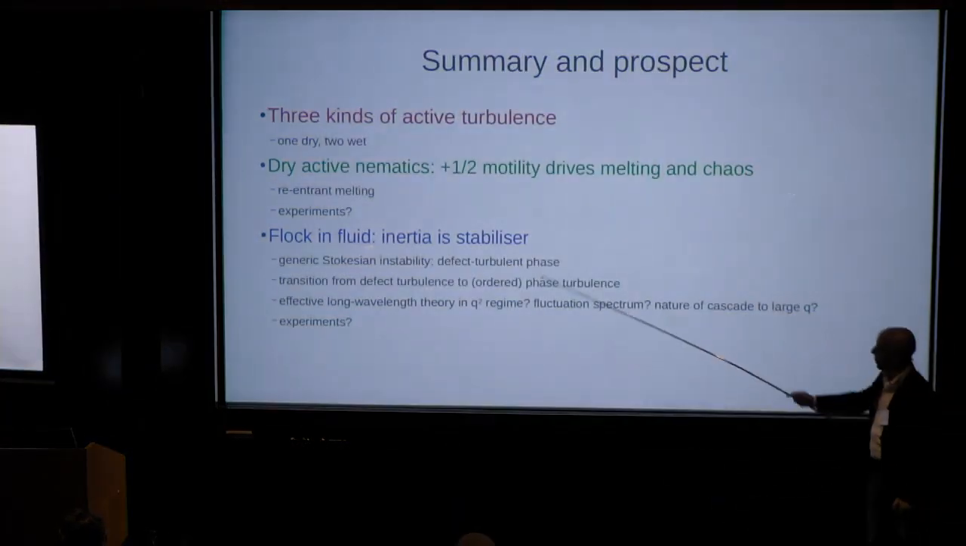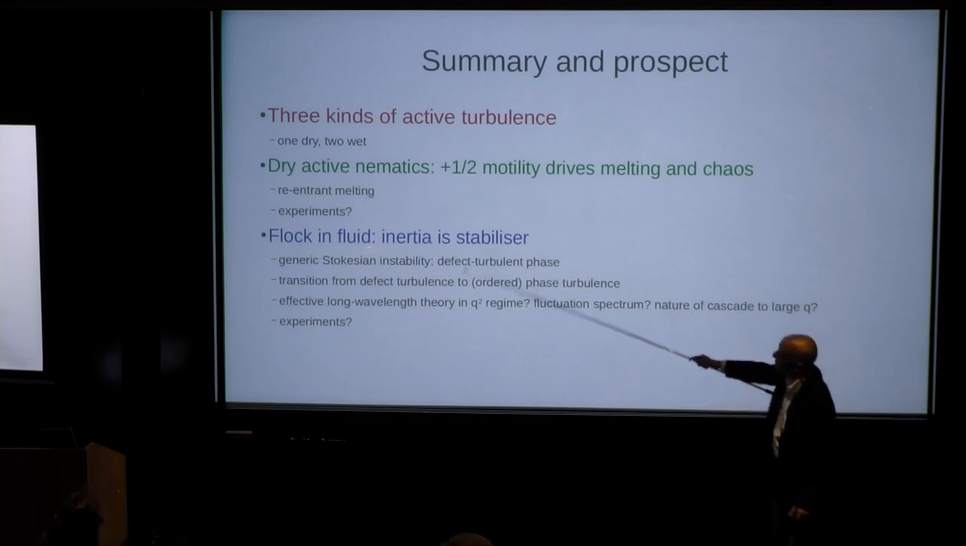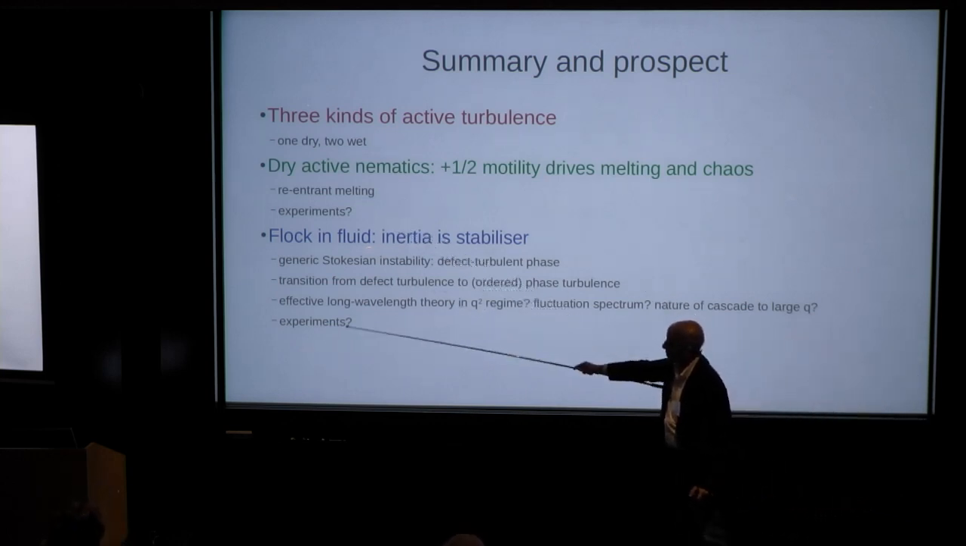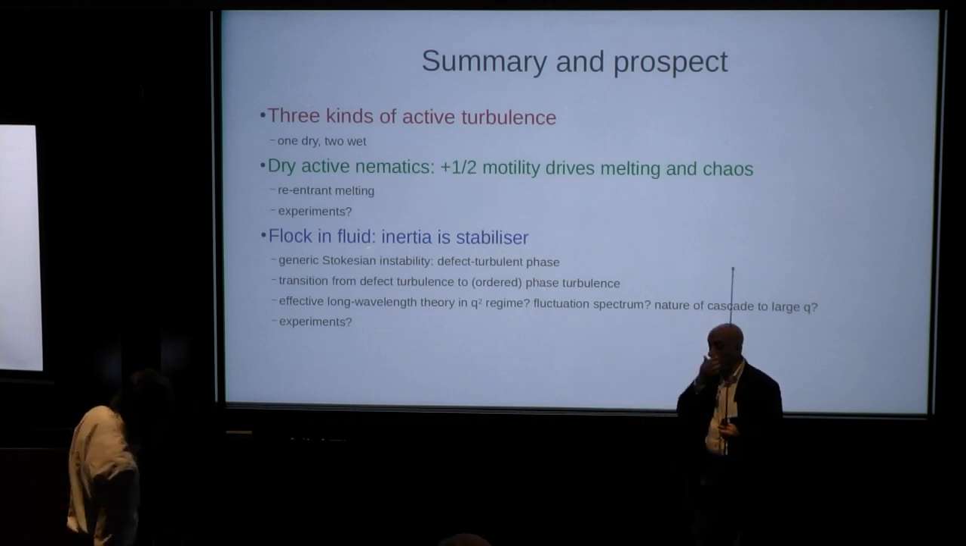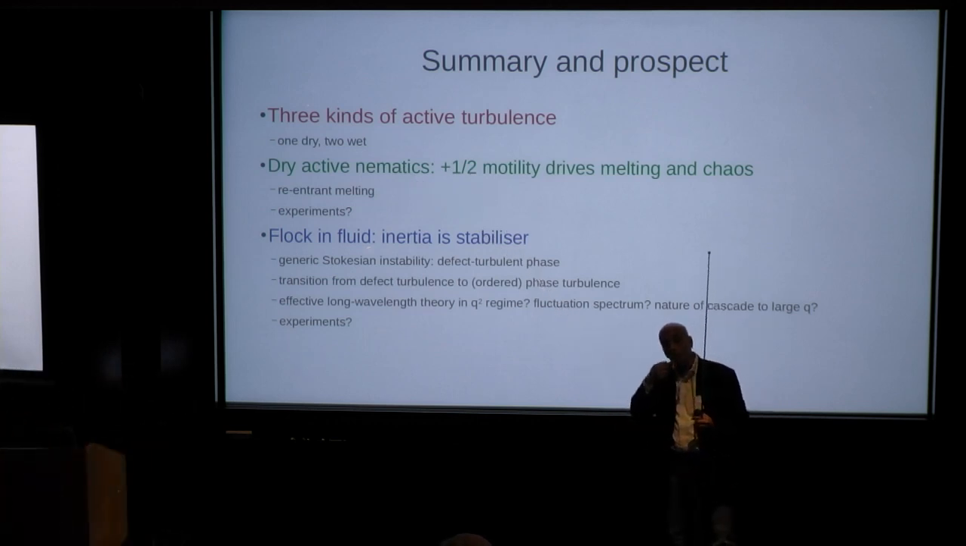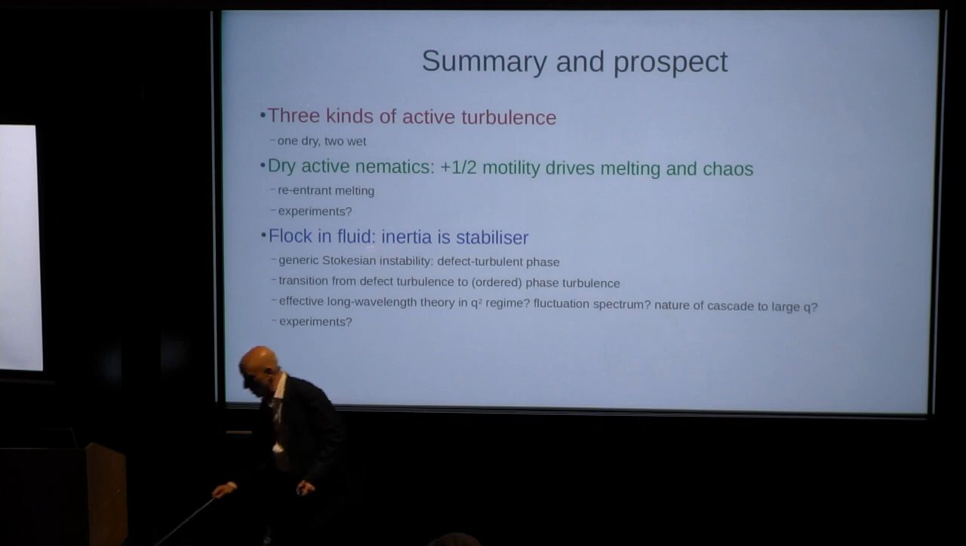We don't have the effective long wavelength theory. Is there a cascade? Any of these things. And in both these, it would be really interesting to have experiments. The experiments in the dry active nematic case are rather challenging because those systems tend to be dominated by the coupled dynamics of the orientation and the number density, and we have neglected the number density. So it might be easier to do it in direct numerical studies of an active nematic with birth and death, or a PDE. So with that, I'll stop. Thank you for your attention.